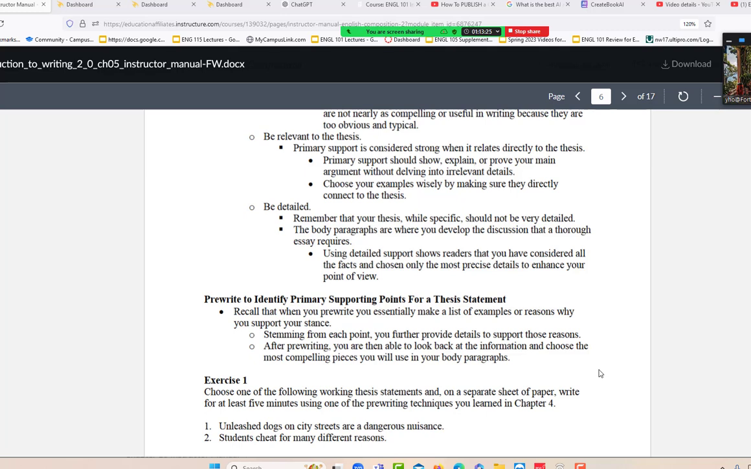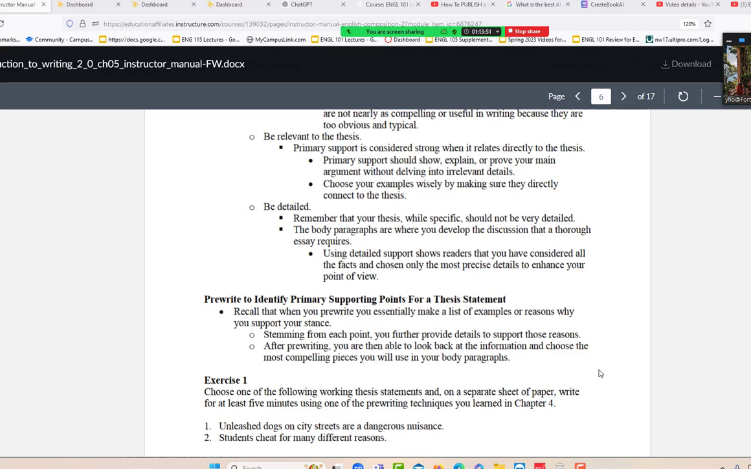Be detailed. Remember, your thesis, while specific, should not be very detailed. The body paragraphs are where you develop the discussion that a thorough essay requires. Using detailed support shows readers that you have considered all the facts and chosen only the most precise details to enhance your point of view.